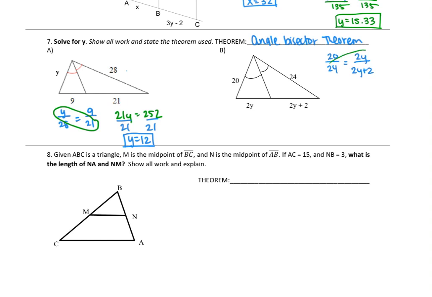And then we cross multiply. So 24 times 2y is 48y. And then multiplying across this way, we distribute, so 20 times 2y is 40y, and then 20 times 2 is 40. So to get y by itself, we're going to subtract 40y. So this is 8y equals 40, and divide by 8. So y equals 5.